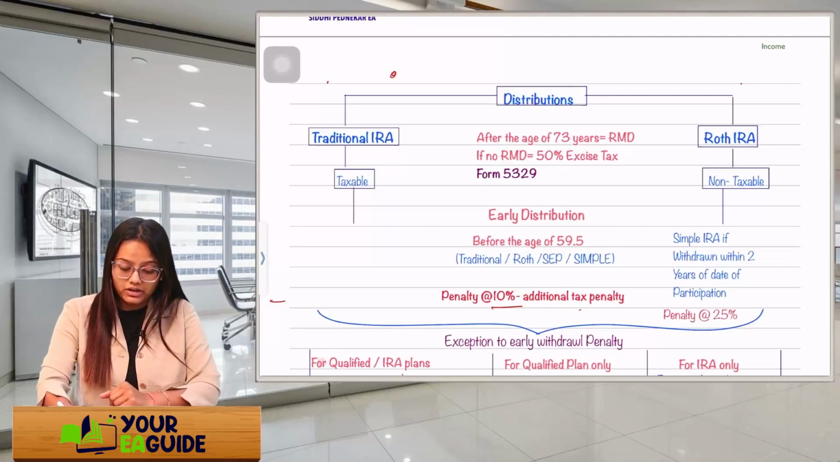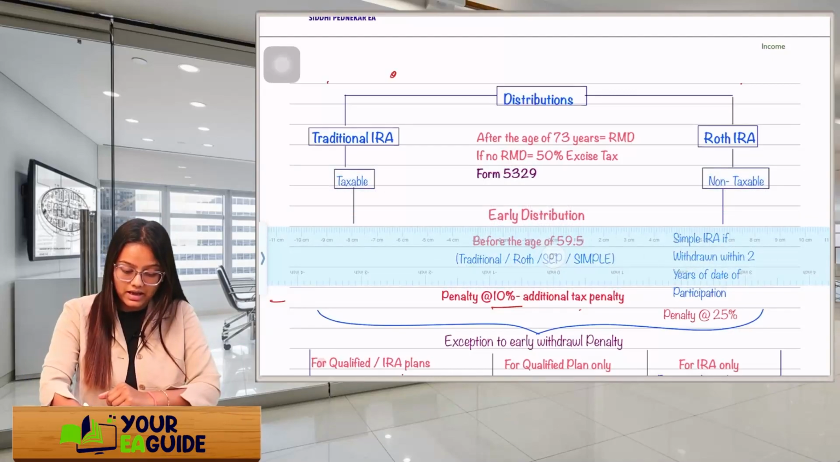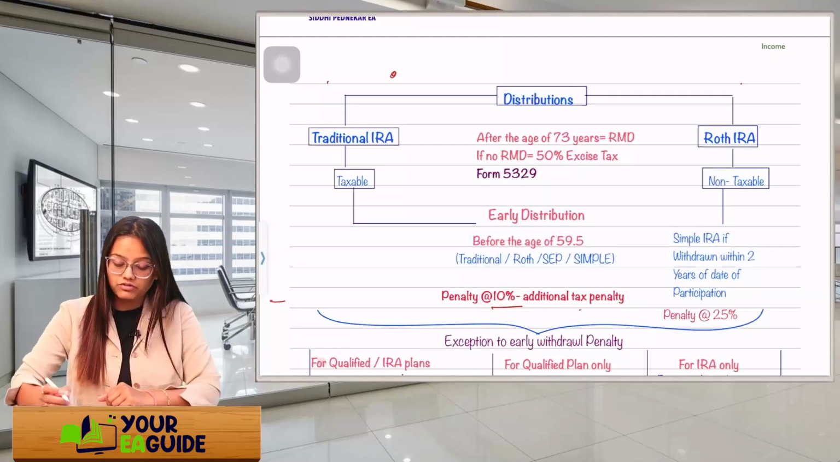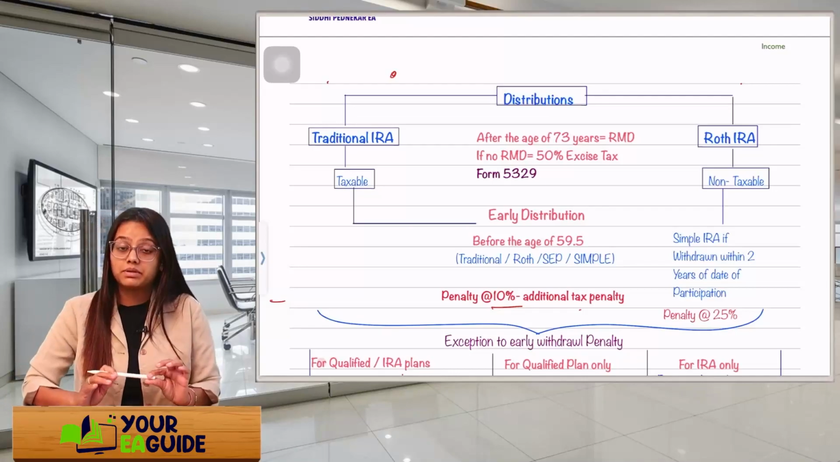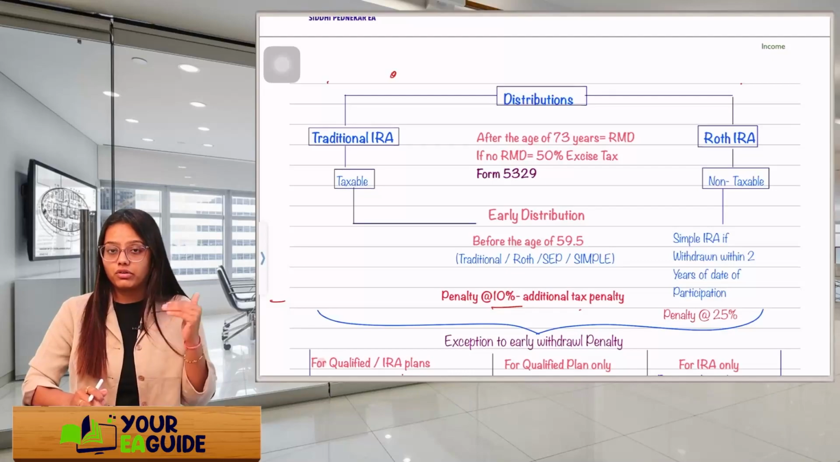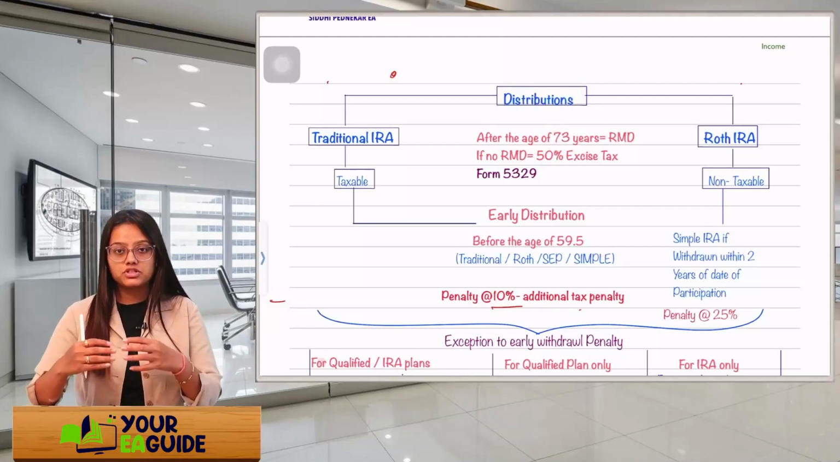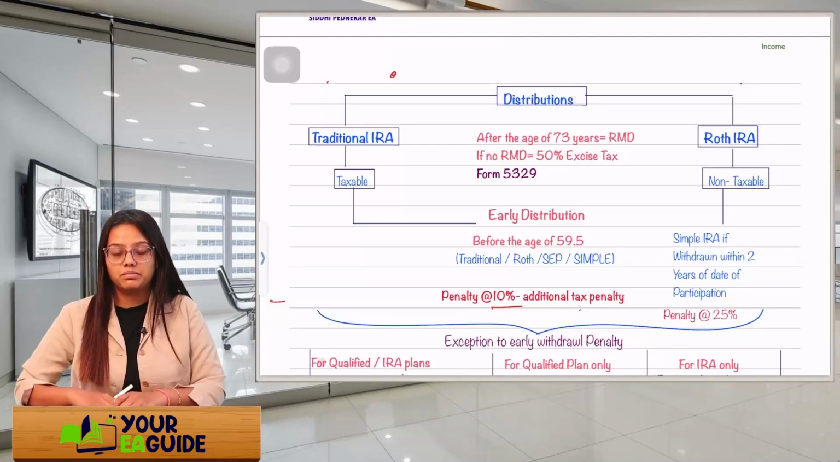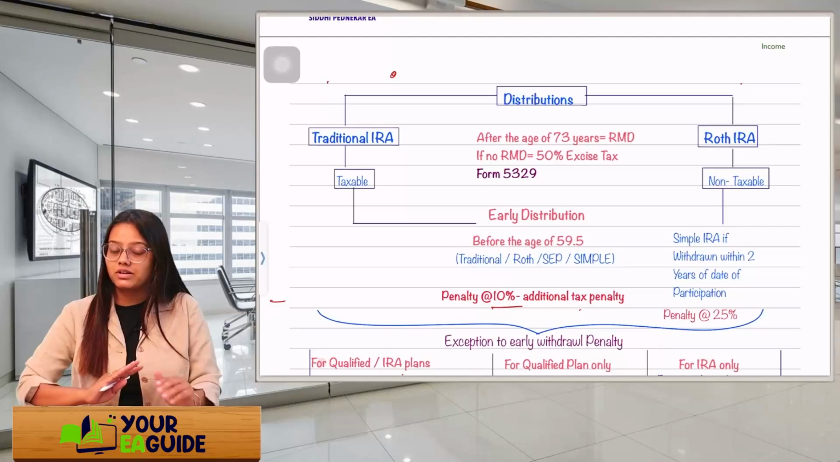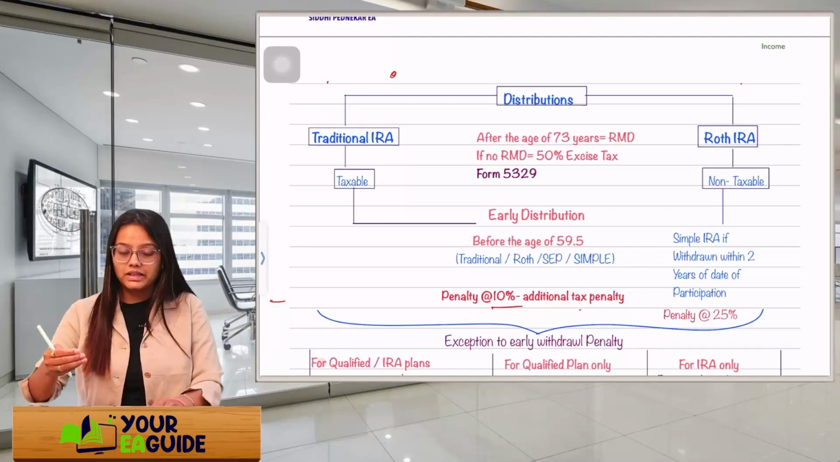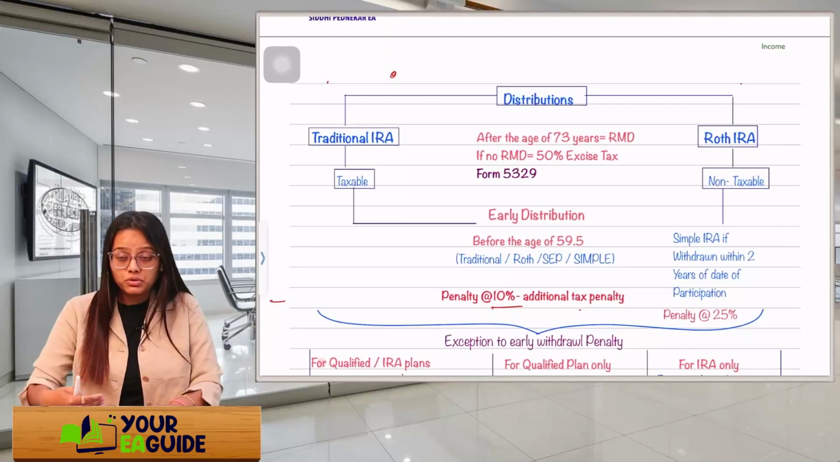As and when you are going to take a distribution, it will always be considered taxable in the case of a traditional IRA. Why? Because when you made a contribution, you took a deduction at that time, right? So now when you're taking the money out as a distribution, it is taxable. In the case of a Roth IRA, it's vice versa. When you made a contribution, nothing was allowed as a deduction on your adjustment to income. But now when you take the distribution, it will be considered non-taxable. Got it, guys?